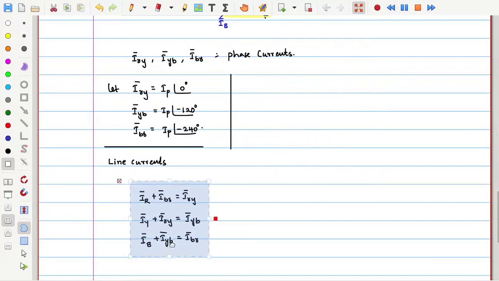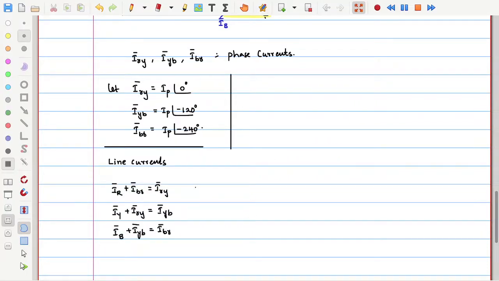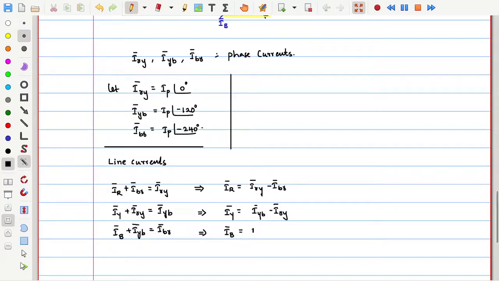So these are the relationships between line currents and phase currents. Let me bring that over here and simplify to get the line currents. IR is equal to IRY minus IBR. Next, IY is equal to IYB minus IRY. And what about here? IB is equal to IBR minus IYB. These are the line currents. So now it is easy to get these line currents. How much are these line currents?